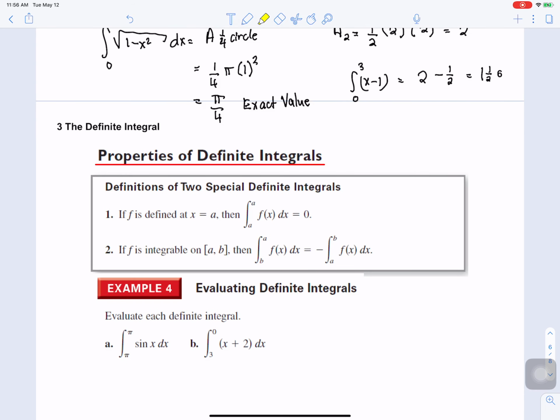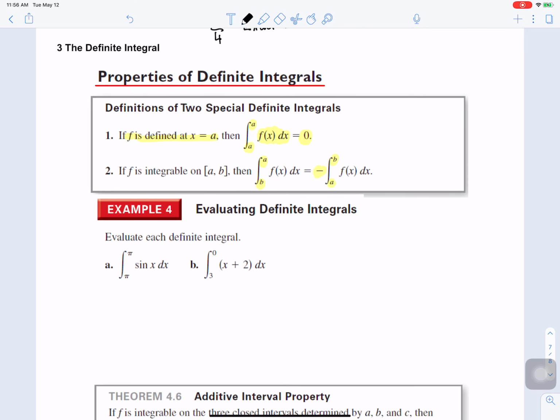Now, some properties of integrals. If you have a function defined at some point A, and I ask you to do the integral from A to A of the function, that integral is just 0 because there's no space under the curve. You go from A to the same point, so there is no rectangle being formed. If I have two limits, from B to A, and I want to switch those limits around, putting my upper limit in the lower spot and my lower limit in the upper spot, you need to use a negative sign to do that. So let's look at these examples.